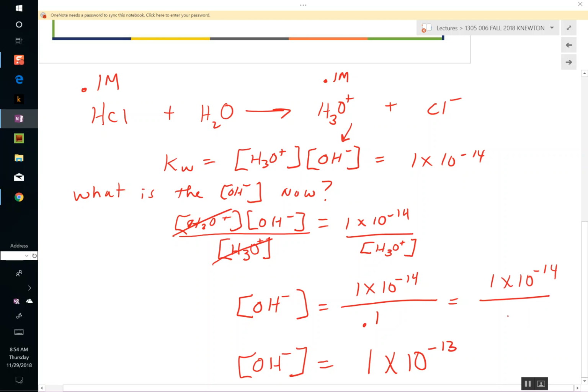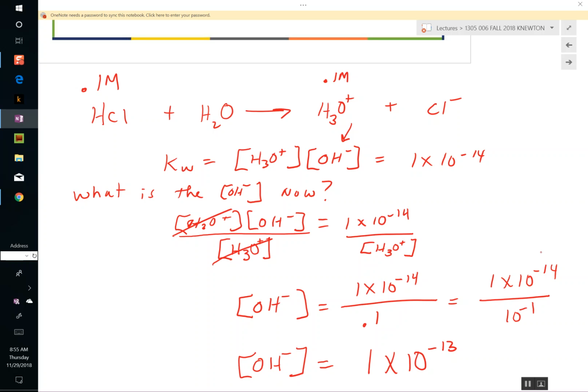10 to the negative 0.1 is actually 10 to the negative 1, right? It's 1/10, 1 over 10, or 10 to the negative 1. 10 to the negative 13. Okay, so you take that negative 1 up into the numerator, you make it into a positive 1, minus 14 plus 1, 10 to the minus 13th.